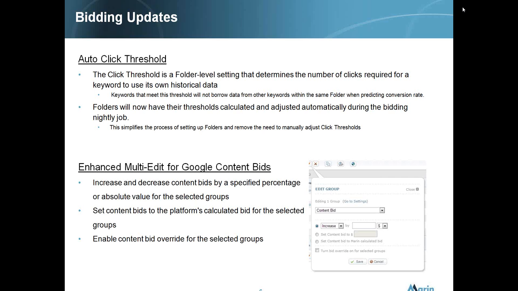The next bidding update that we've made are some enhancements to the multi-edit function for Google content bids. So you will now be able to make some additional multi-edits right through the grid.